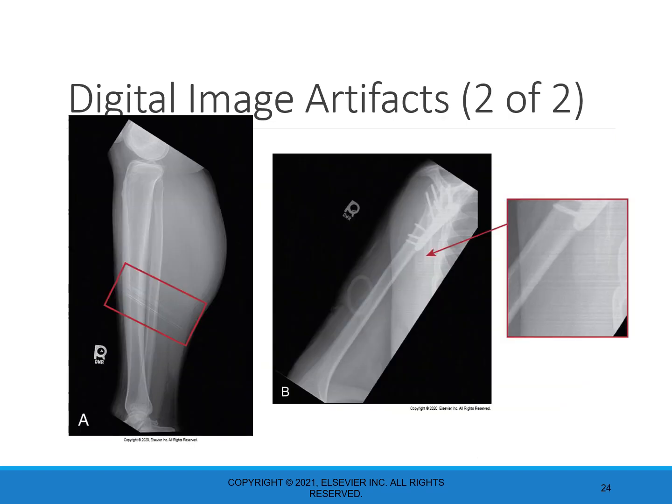Here we see some more artifactual images. Here, it would be a CR system that possibly was having a mechanical defect, so it kind of stuck and reread some lines more than once, and then didn't read some other lines at all.